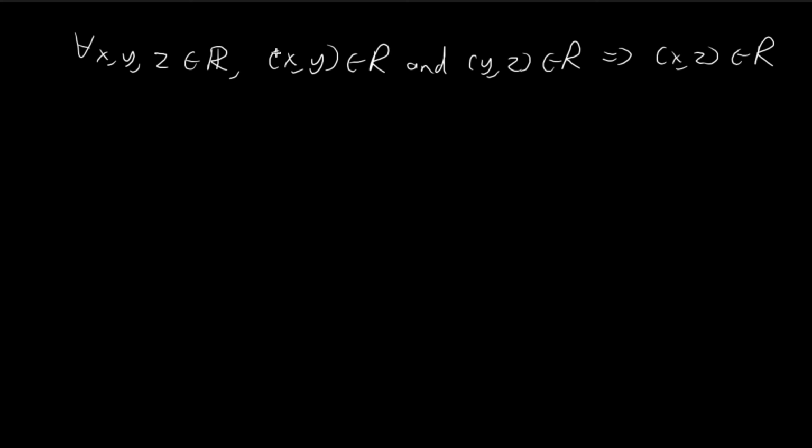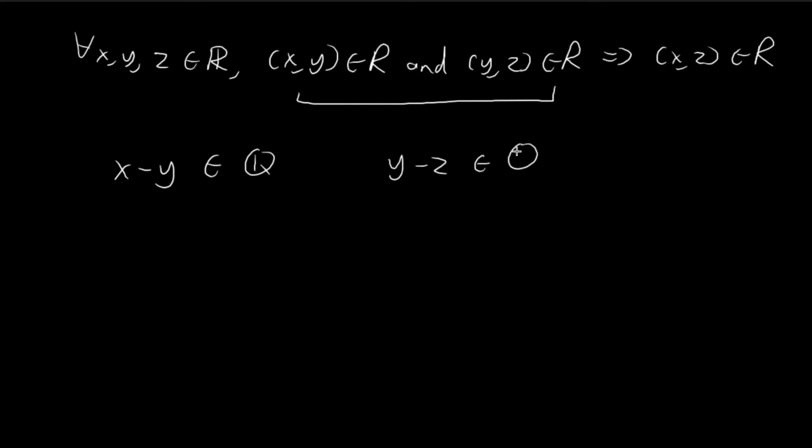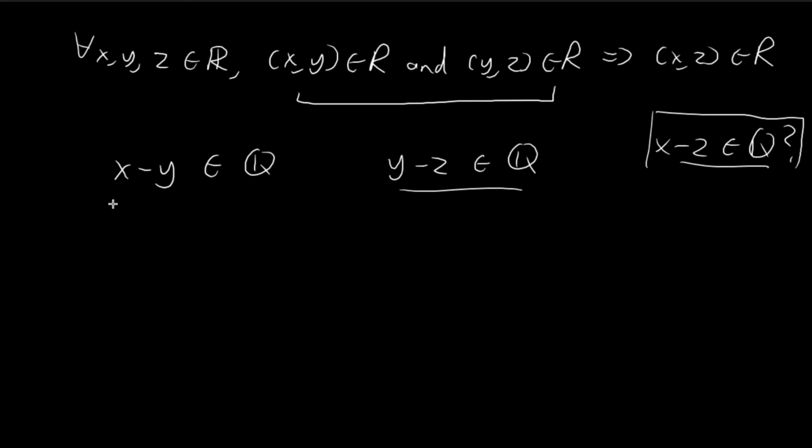And in order to show this, we first suppose that this statement is true. So first we know that x is related to y, so x minus y is a rational number. And we also know that y minus z is also a rational number. Now we need to show that x minus z is a rational number. We don't know this yet, but we want to show that this is also true, if these two statements are true.